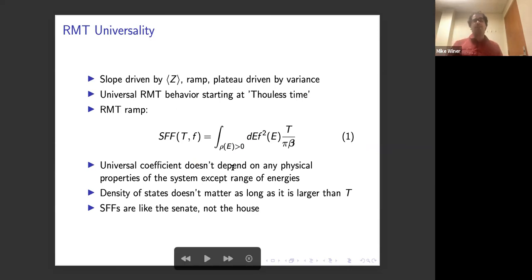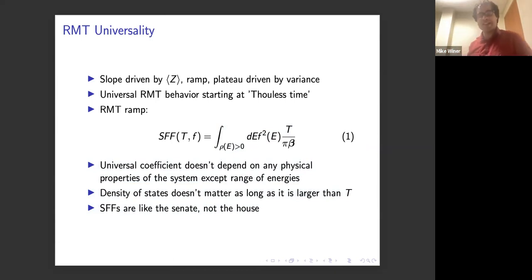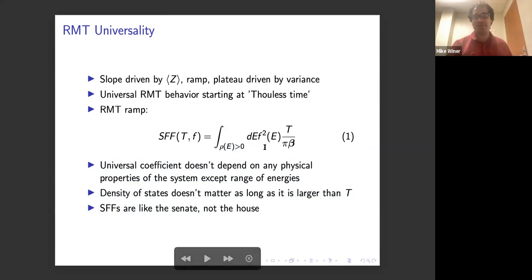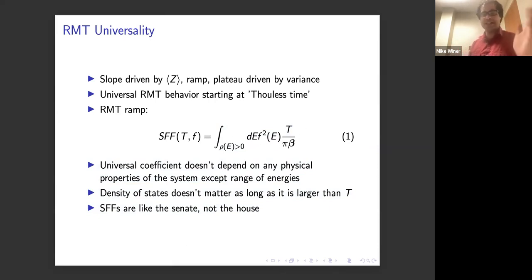The formula for the ramp is just this crazy formula, which has definitely been known for a while, but I think not enough people are going around talking about how crazy it is. So we have this integral, which is basically just integral f squared, and then t is the time, and then beta is like 1 or 2 or 4, depending on whether you have time reversal symmetry and stuff like that.